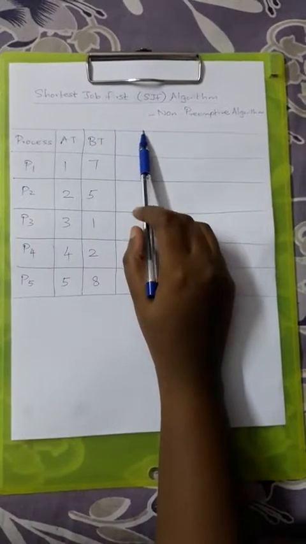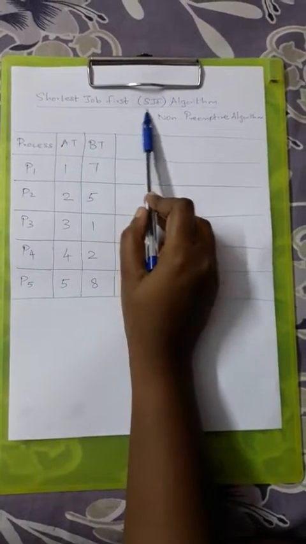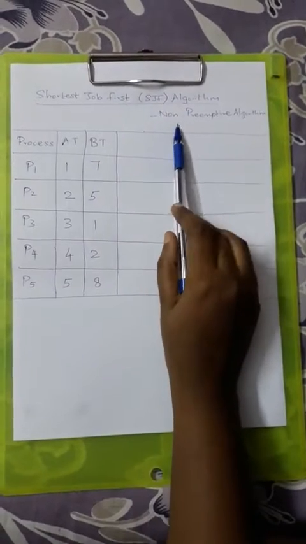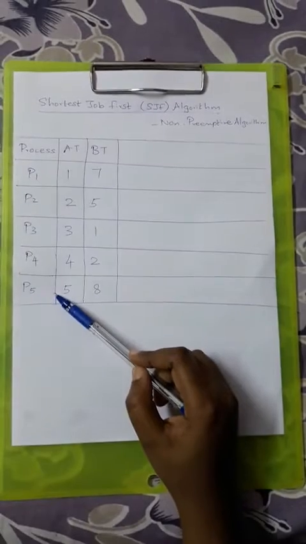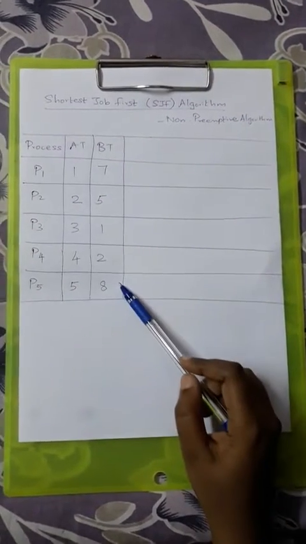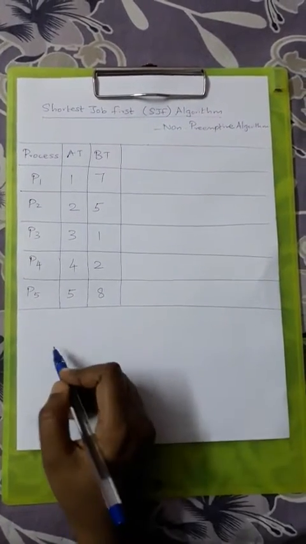In this video, we are going to see the shortest job first algorithm. It is a non-preemptive algorithm. Here we have 5 different processes with their arrival time and burst time. Now we shall draw the Gantt chart.